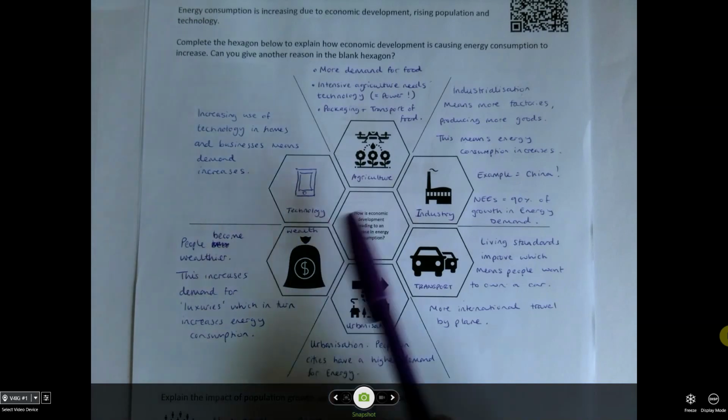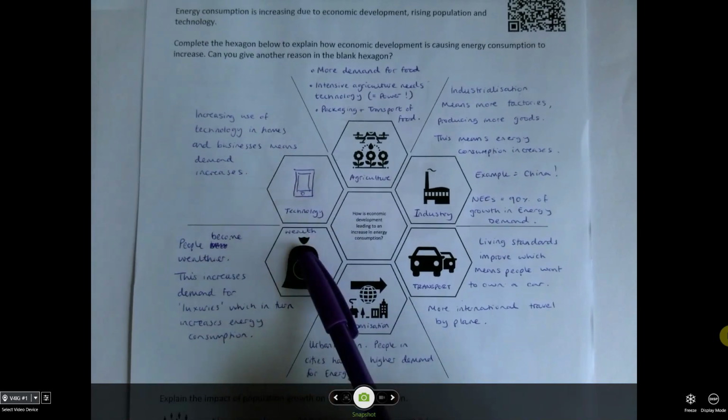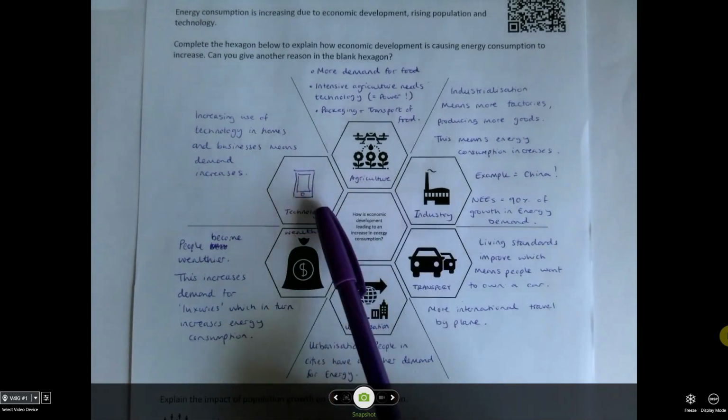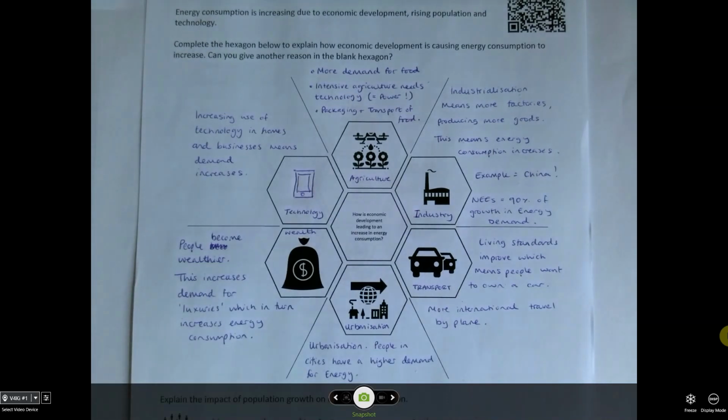Again, we can draw some links with technology, we can link it to wealth, we can link it to industry, and basically as people start to have access to more technology, particularly in high income countries, if we think about our homes and our workplaces, those things are full of different forms of technology, lots of that technology running off electricity. So as the access to technology increases within a population, so goes up the demand for energy.